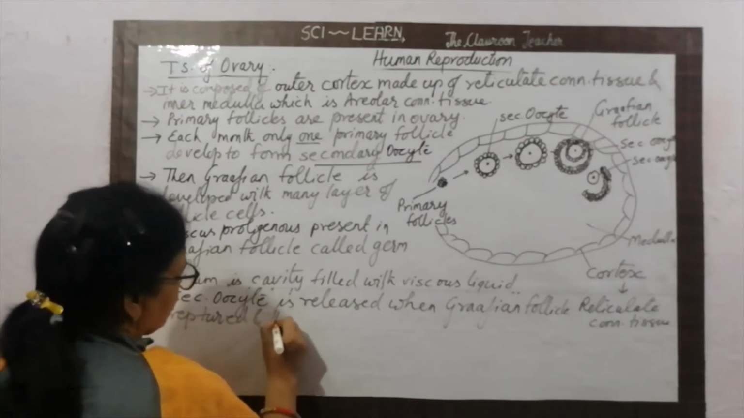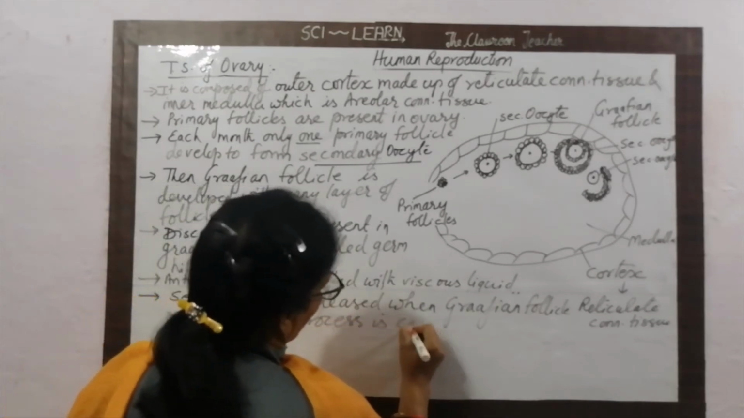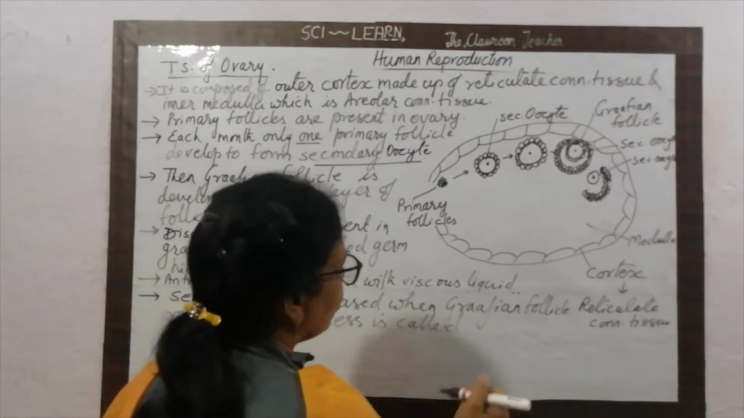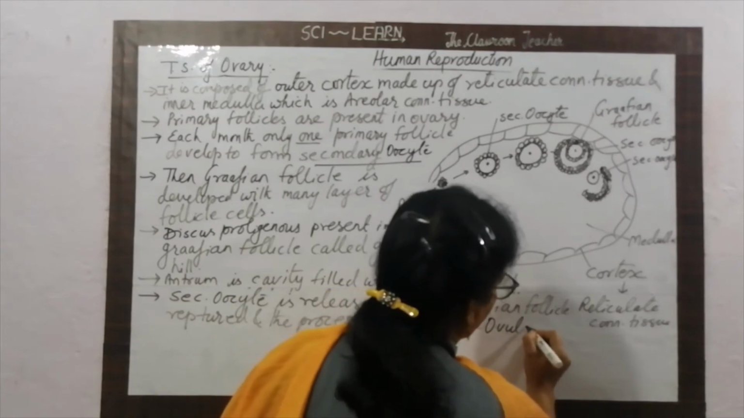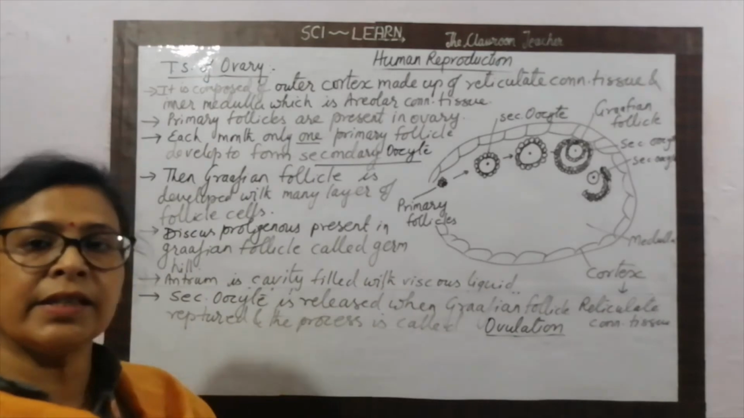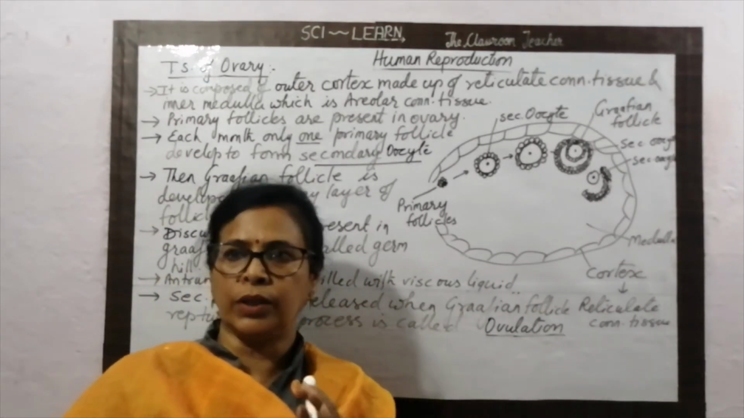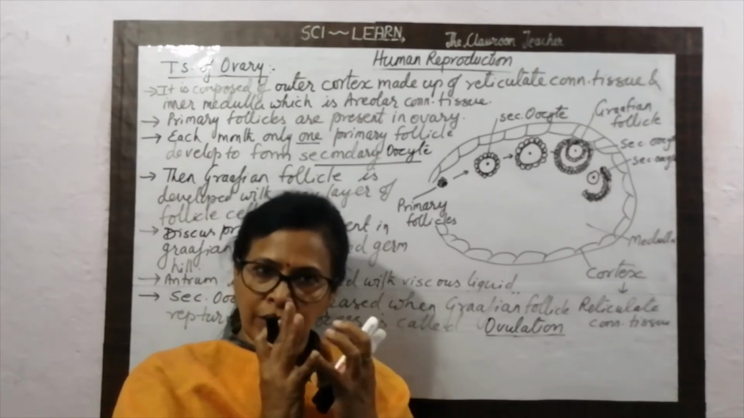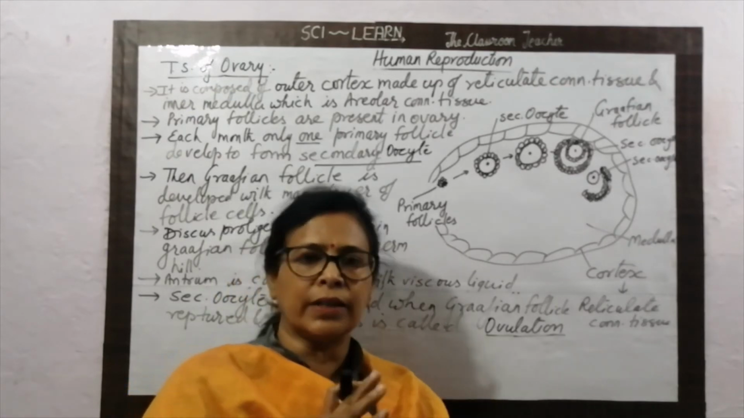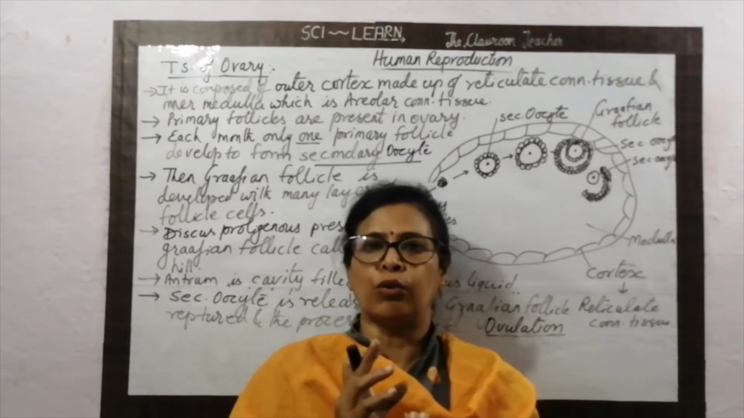And the process is called ovulation. Ovulation means the releasing of the secondary oocyte. That is called ovulation. So what happened? The Graafian follicle ruptures, and because of the rupturing of the Graafian follicle, the secondary oocyte is released, and this process is called ovulation.